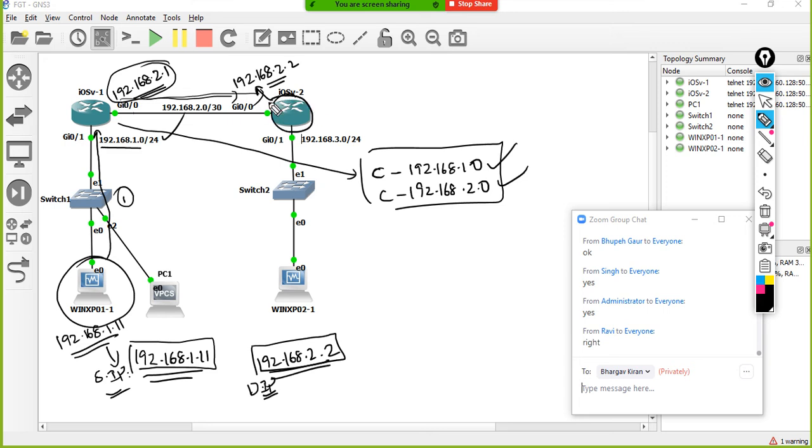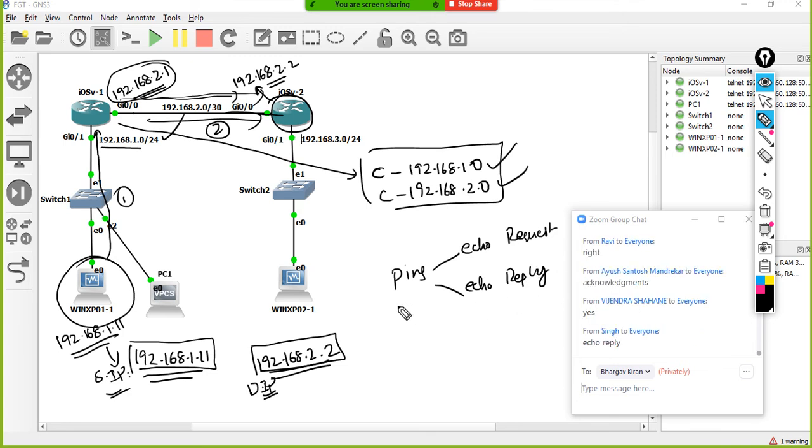Now, whenever he wants to reply back, what happened? You are doing the ping, right? Ping is nothing but echo request and echo reply. Does everybody understand or not? Say yes or no, don't get confused. Now this guy has to reply back. At that time, who is the source and who is the destination?